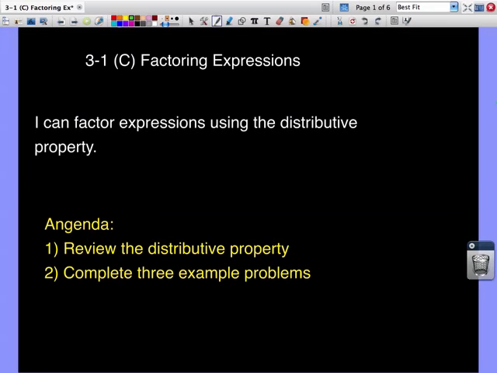This is the third video of 3.1, and we're going to be doing factoring expressions for this video. Okay, so if we look at our I can statement, it says I can factor expressions using the distributive property. So what we're going to do is a quick little review of the distributive property, and then we're going to do 3 example problems of what factoring expressions means.